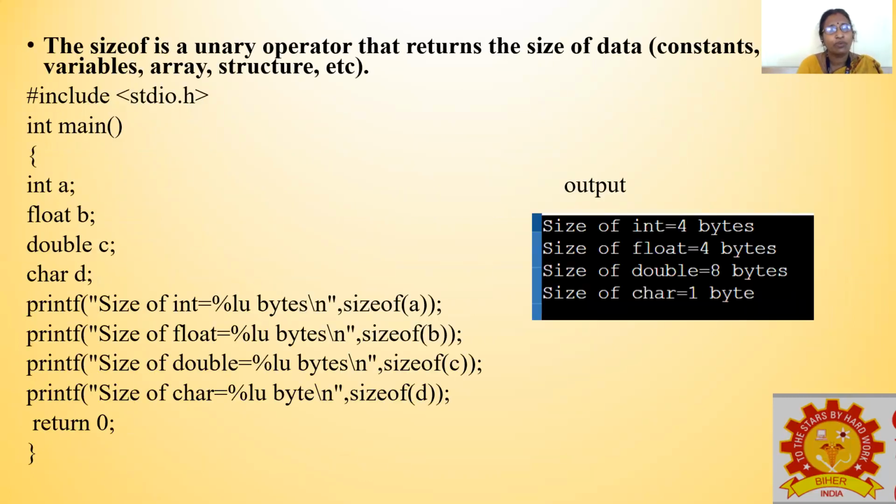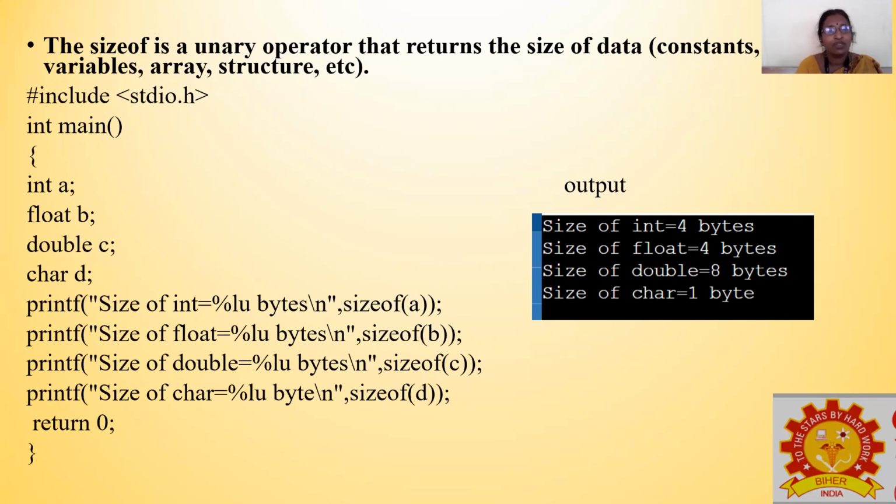The sizeof unary operator returns the size of the data constants, variables, that is operands. Now let us take the size of integer. A is an integer, B is a float, C is a double variable, D is a character. Size of A, size of B, size of C, size of D is being calculated. In the latest machine, size of int is 4 bytes.